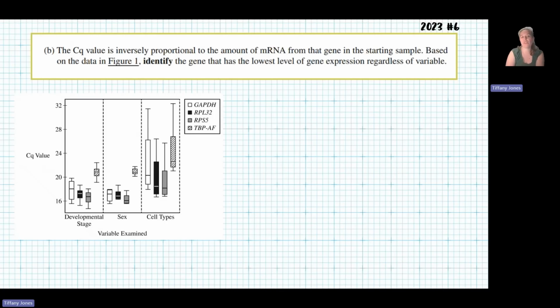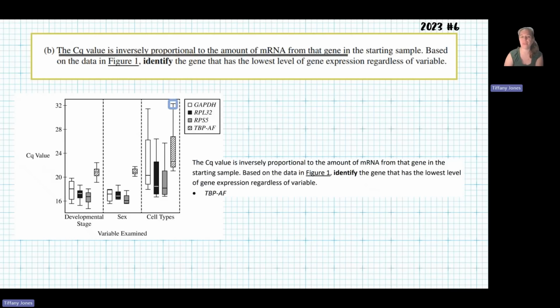CQ value is inversely proportional to the amount of mRNA from that gene. Based on the data in the figure, identify the gene that has the lowest level of gene expression. So if it's inversely proportional, and gene expression is the making of the mRNA, then wherever we have the highest point in our graph, the one that has the highest CQ would correspond with the lowest amount of mRNA. So this point right here where we have that highest, that would be the TBPAF. So again, we're just looking at the graph in order to pull information out of it.